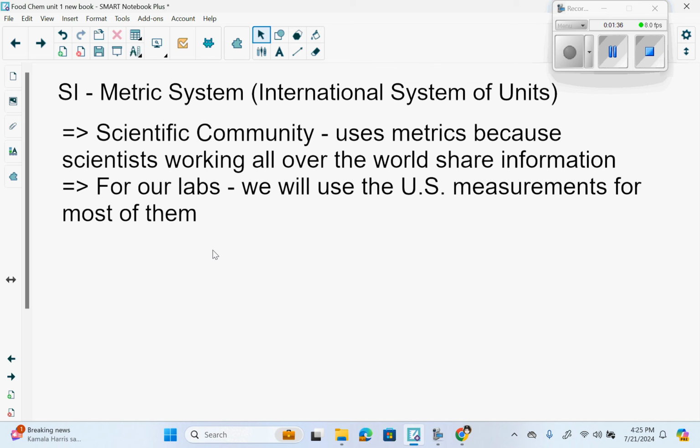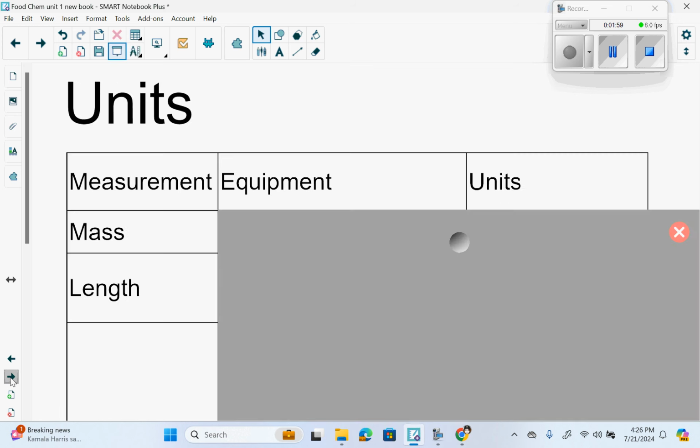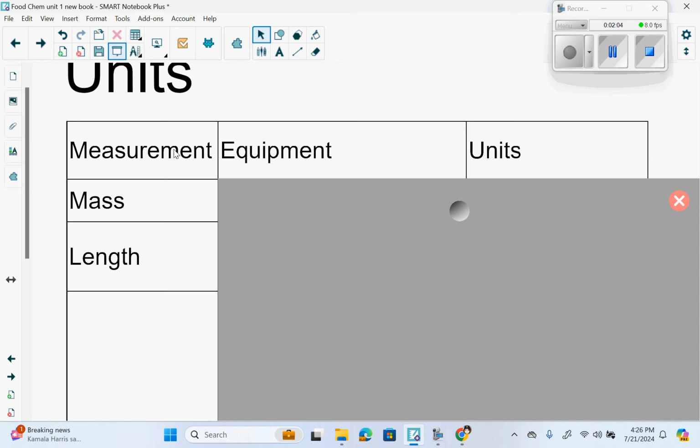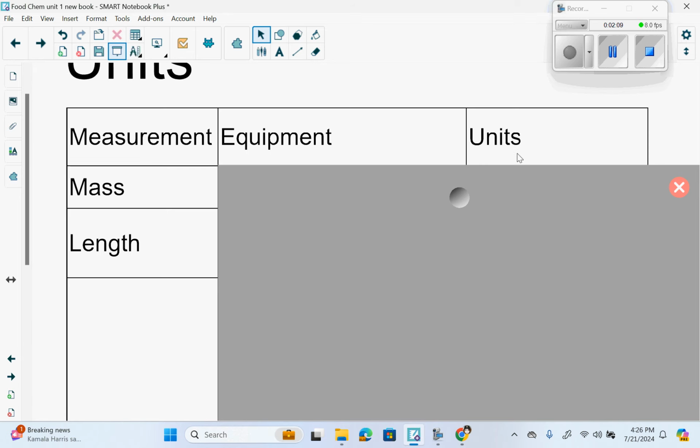But for our labs, we will use the US measurements for most of them because most of your equipment will actually be measuring cups and spoons, which have the US measurements on them. So if you really want to use the metric system, just let me know. But most of our labs will use the actual English US measurements. So let's take a look at our equipment. Here are the measurements that we're going to look at in this course. Here's the equipment and here's the units.